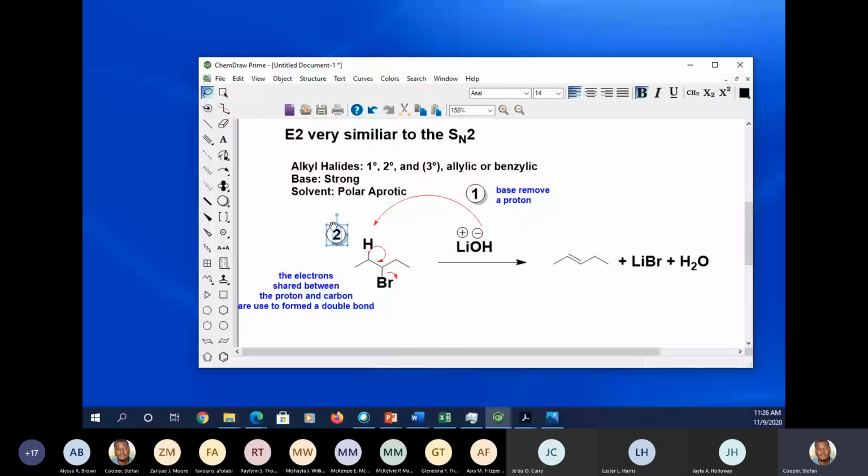Sorry, I'm trying to look at this on 2 screens here. And in step 3 here, the leaving group leaves with 2 electrons.